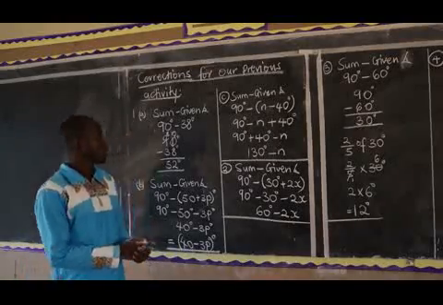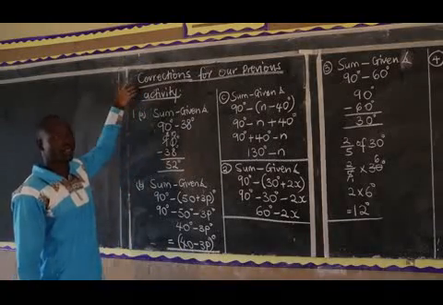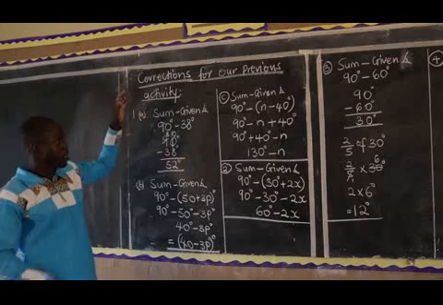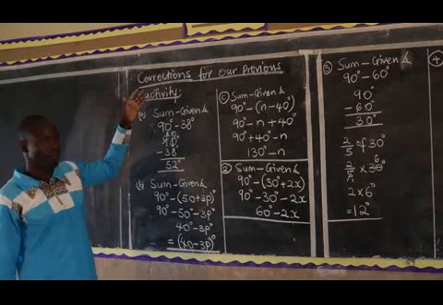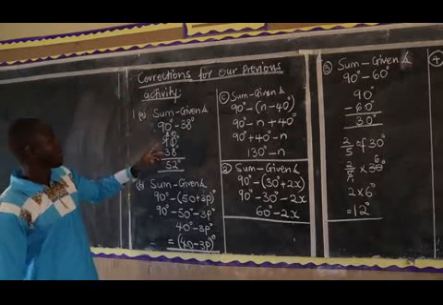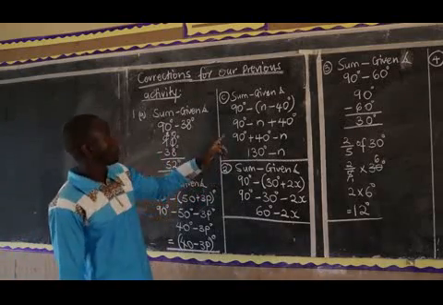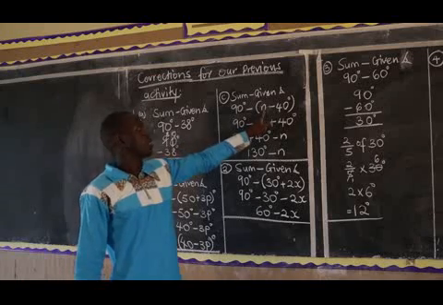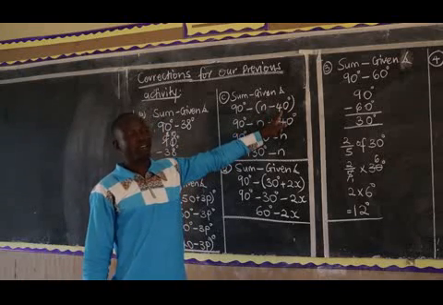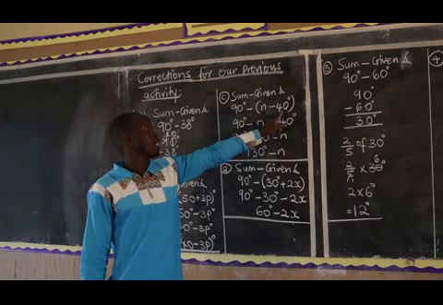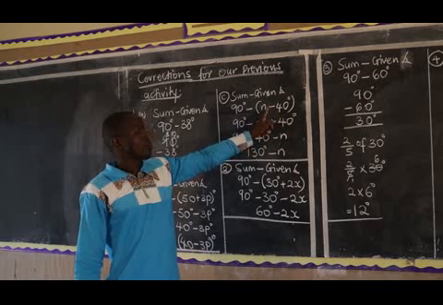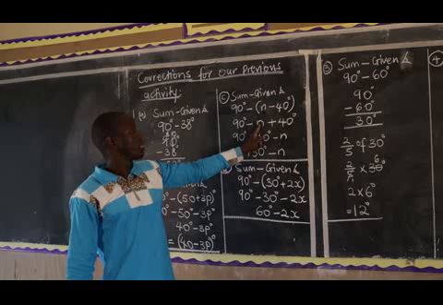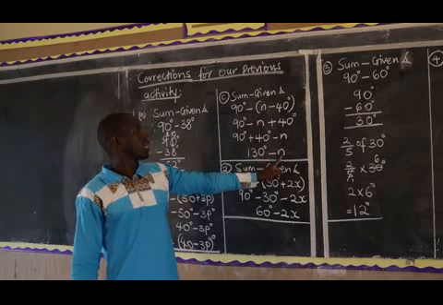Well, candidates, these are our corrections for the previous activity we had. I would like to explain part C of number 1. When you look at part C of number 1, n does not have a degree. That means this degree is for only 40. Now, as you carry out your working, make sure that n remains without a degree up to the time you get your answer.